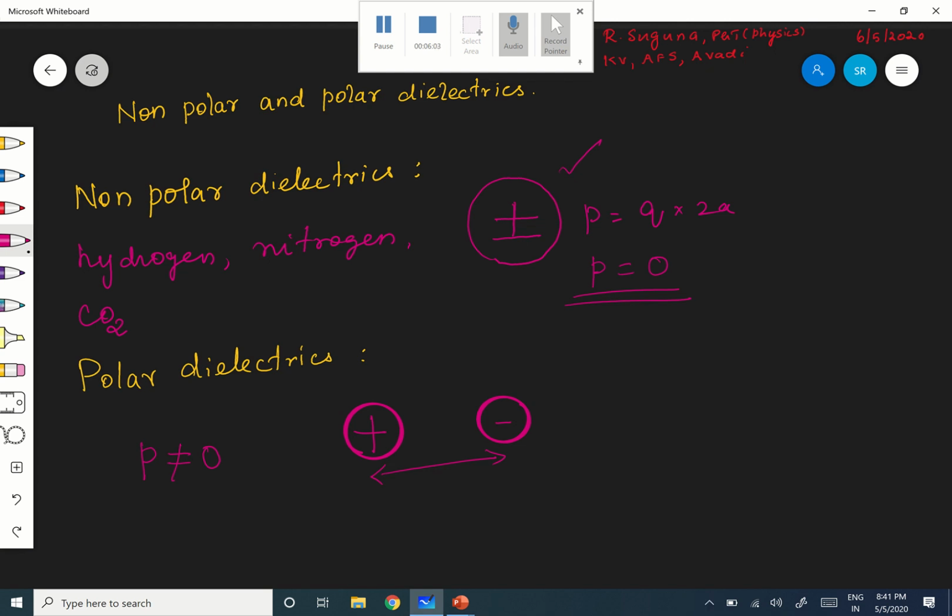Water, alcohol, ammonia, and HCl, etc. They are polar molecules. Even without any external influence, at normal conditions, they have their own dipole moment. Then it is called a polar dielectric. Is it clear? Right. Now if you know what is polar and what is non-polar dielectric, then with this we'll go to the next topic.